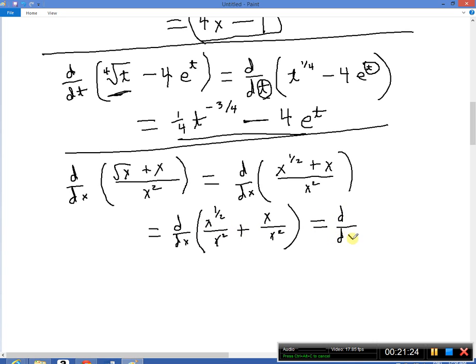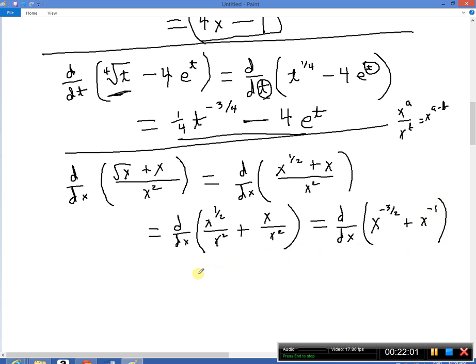I've got x to the 1/2 over x to the 2. Law of exponents that says x to the a over x to the b is x to the a minus b. So I just subtract the exponents, and I've got x to the 1/2 minus 2. 1/2 minus 2, 2 is 4/2, so that's going to be x to the minus 3/2. And there you got x to the 1 divided by x to the 2. That's going to be x to the 1 minus 2, or x to the minus 1.